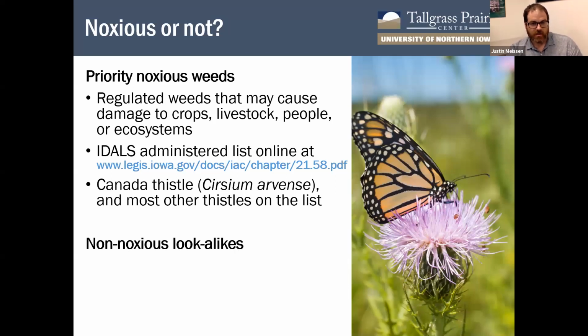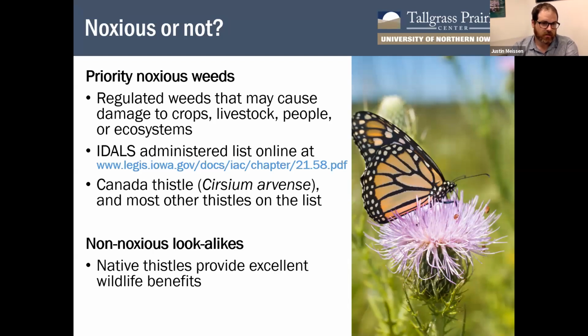But while most thistles are noxious weeds, there are non-noxious thistles that are lookalikes. For example, our native pasture thistle on the right is a really great nectar source for monarch butterflies and all kinds of other pollinators. We really wouldn't want to destroy those plants. So how do we tell them apart?